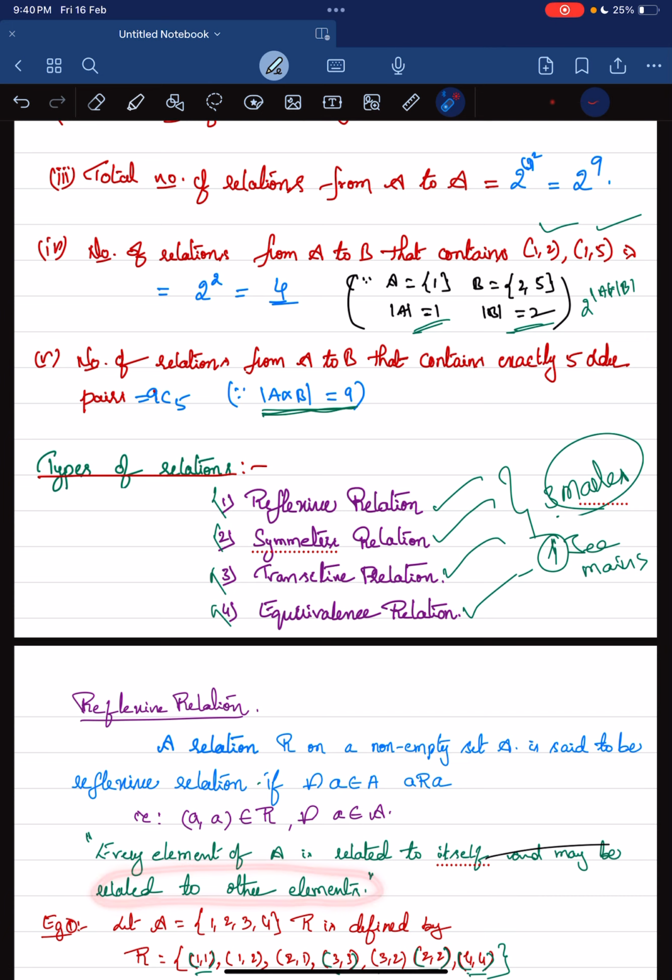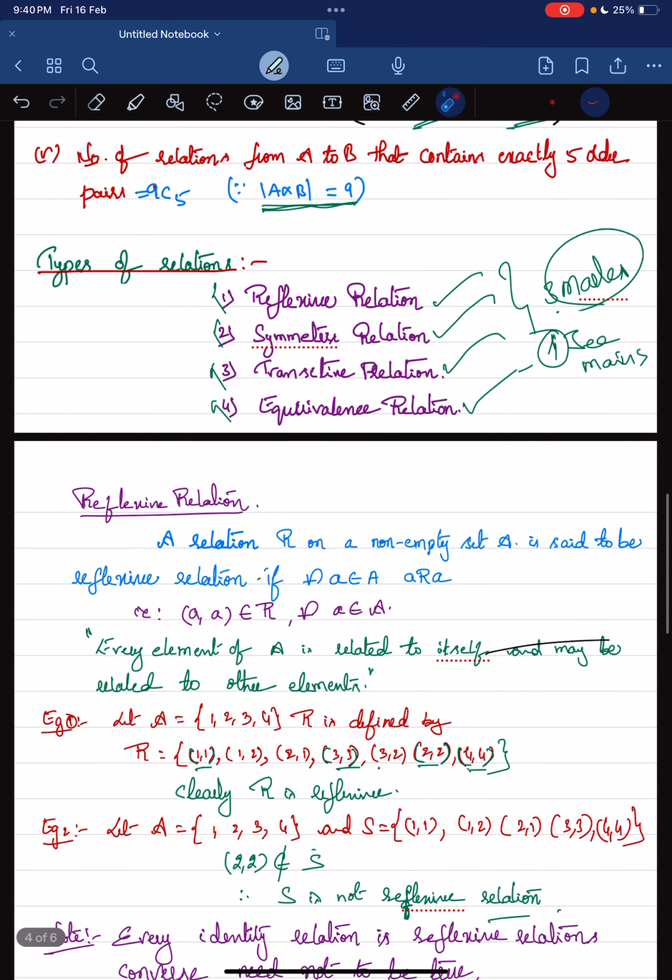For example, let A equals 1, 2, 3, 4 and R is defined by R equals (1, 1), (1, 2), (2, 1), (3, 3), (3, 2), (2, 2), (4, 2). It is a reflexive relation because all identical ordered pairs are there. Identical ordered pairs are (1, 1), (2, 2), (3, 3). So this is an identical ordered pair.